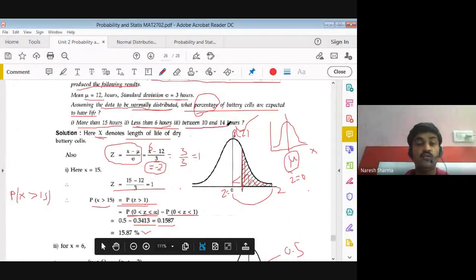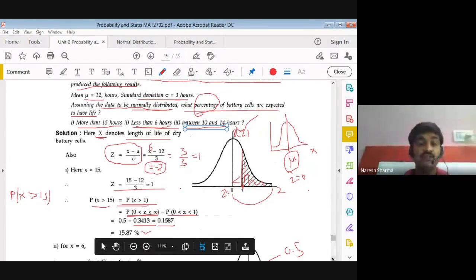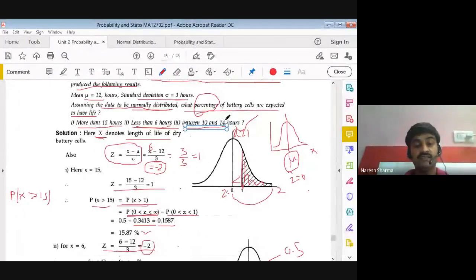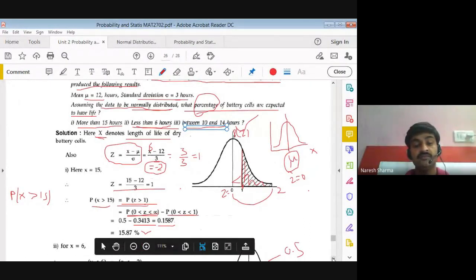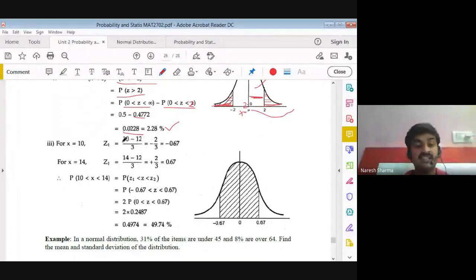And the same way, the third part of this: say the life of your cell is between 10 to 14 hours. So we may check the value of z when x is 10 and when x is 14. So when you put here this formula, z is x minus mu divided by sigma. Mu is 12, sigma is 3, and when you put 10 as x, it is minus 2 by 3, that is minus 0.67. When x is 14, it is 14 minus 12, that is 2 by 3.